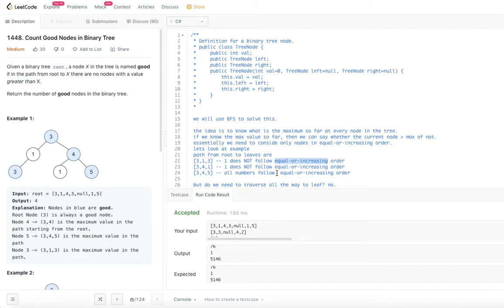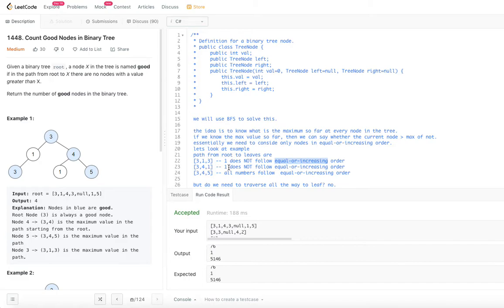If it is equal to the previous maximum, then we will still consider it a good node, or if it is more than the previous maximum, we will still consider it a good node, as long as it is not less than the previous maximum, right? So 1 is less than the previous maximum, that's why 1 is not following the equal or increasing order. So we will knock the 1 off, right?